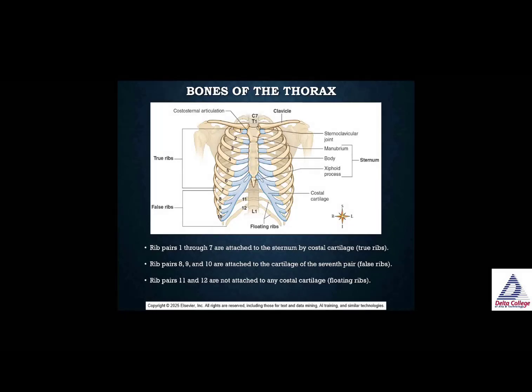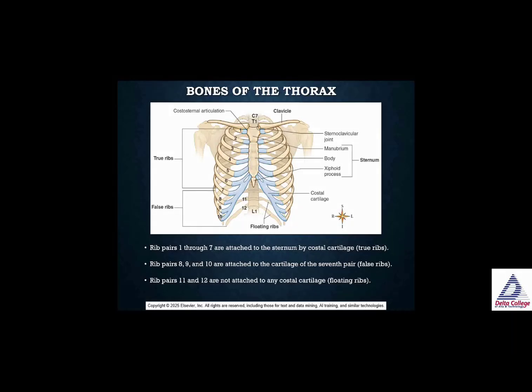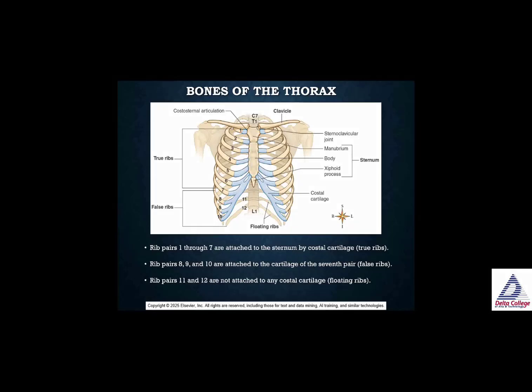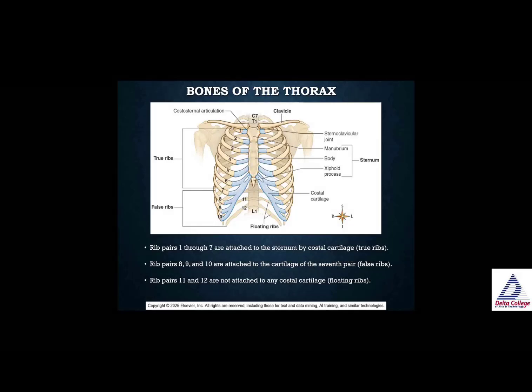Rib pairs 8, 9, and 10 are attached to the cartilage of the 7th pair. So we call these false ribs, and there's actually in total, and table 7-4 in your book shows this, 10 false ribs. Then you'll notice, that's because 11 and 12 are part of the false ribs, they're floating. They are not attached to any cartilage.